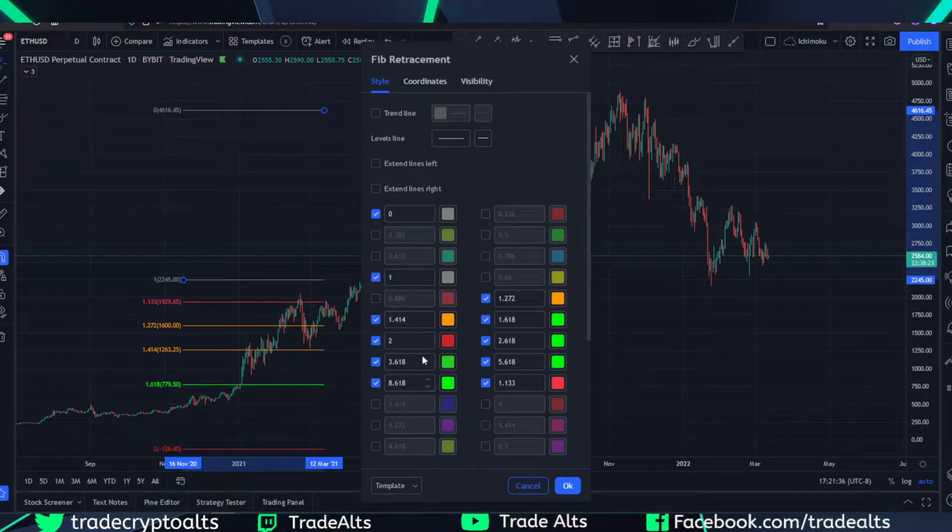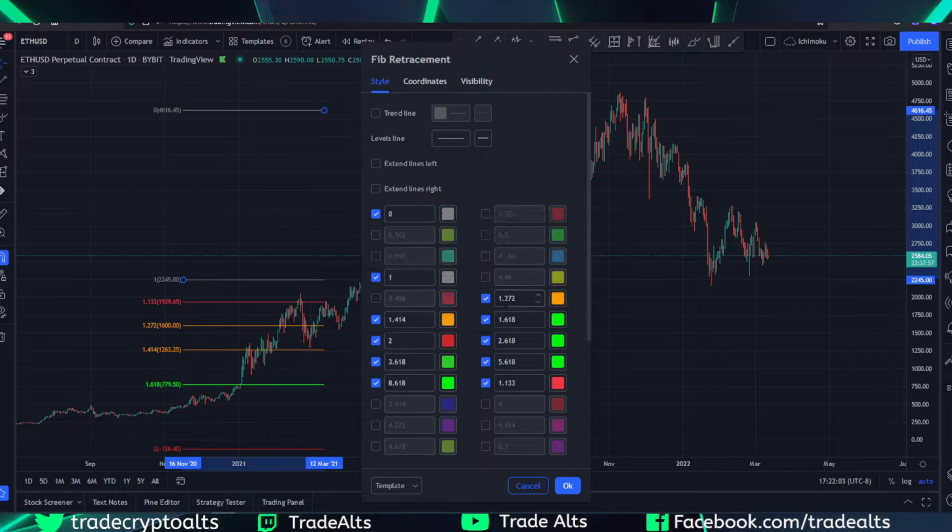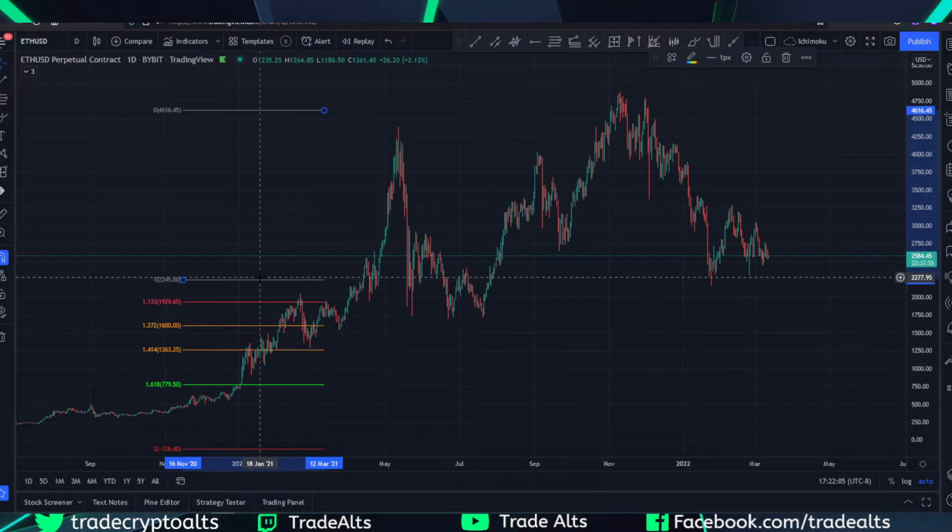levels. If you want to do something similar, where you don't want all of the levels in between, you only want your expansion, you just come in here, change your levels accordingly, and then go down to where it says template, click it, and then you can click save as. Then you type in the template name. So you could type in fib expansion and then click save. When you do that, you will now have the fib expansion template saved.